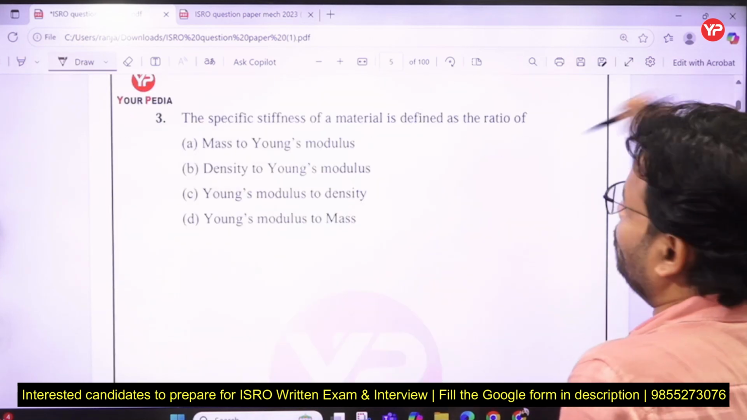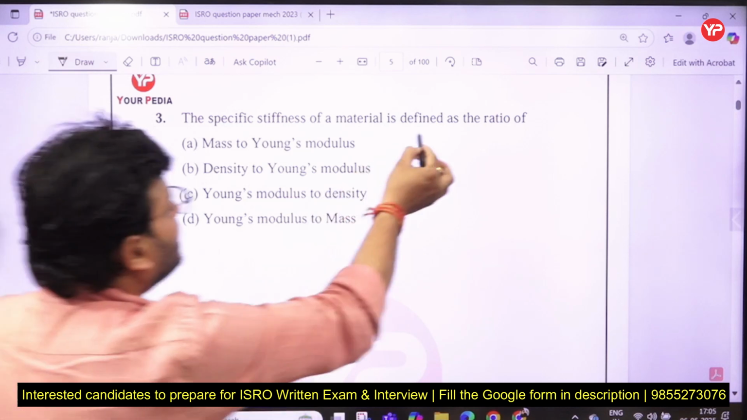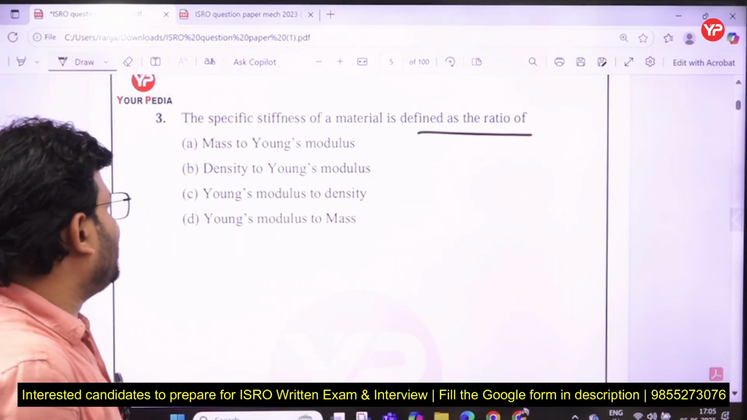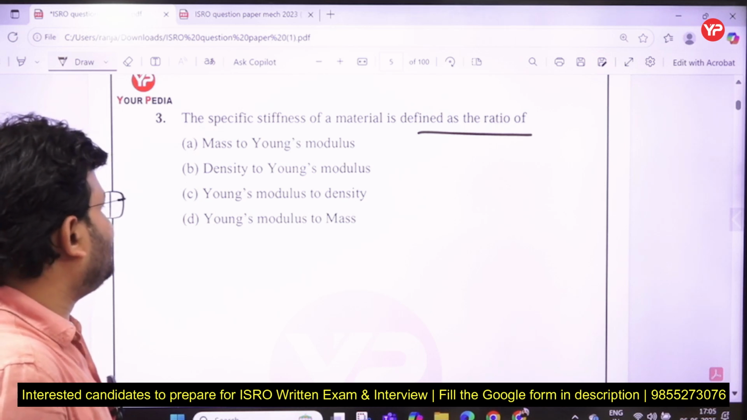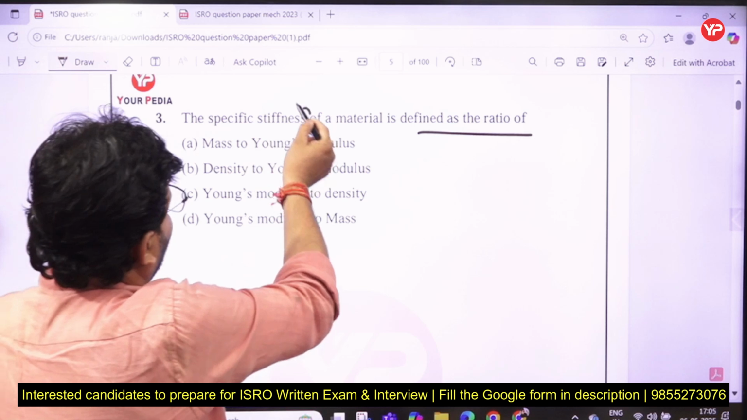Now my dear friends, the next question: the specific stiffness of a material is defined as the ratio of mass to Young's modulus, density to Young's modulus, Young's modulus to density, or Young's modulus to mass. A specific stiffness, my dear friends.